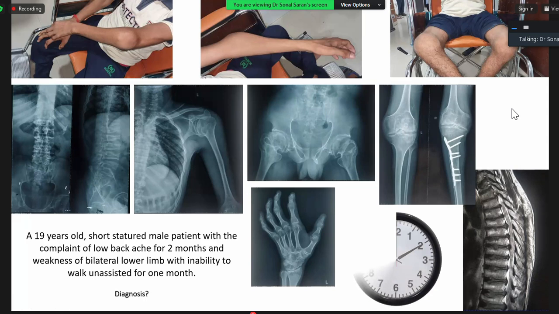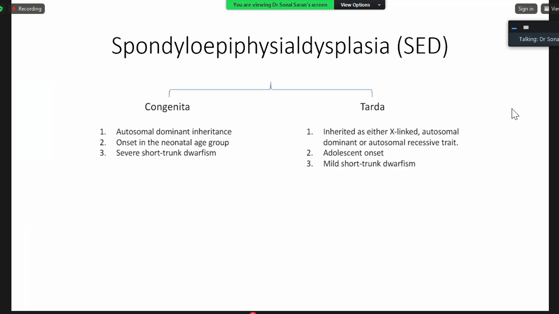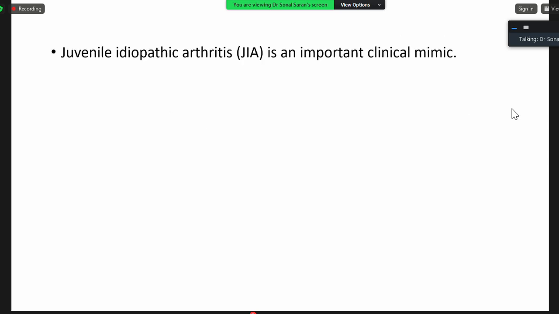As you can also see in the clinical photograph, there is swelling in the elbows and knees. This patient is short-statured, which means a syndromic kind of thing. So the diagnosis is spondyloepiphyseal dysplasia, and in this case, it was the TARDA variant. SED is basically of two types, congenita and TARDA. In congenita, the onset is in the neonatal age group. There is severe short-trunk dwarfism and autosomal dominant inheritance, whereas TARDA has X-linked and autosomal dominant or autosomal recessive inheritance. Onset is adolescent, and there is mild short-trunk dwarfism.